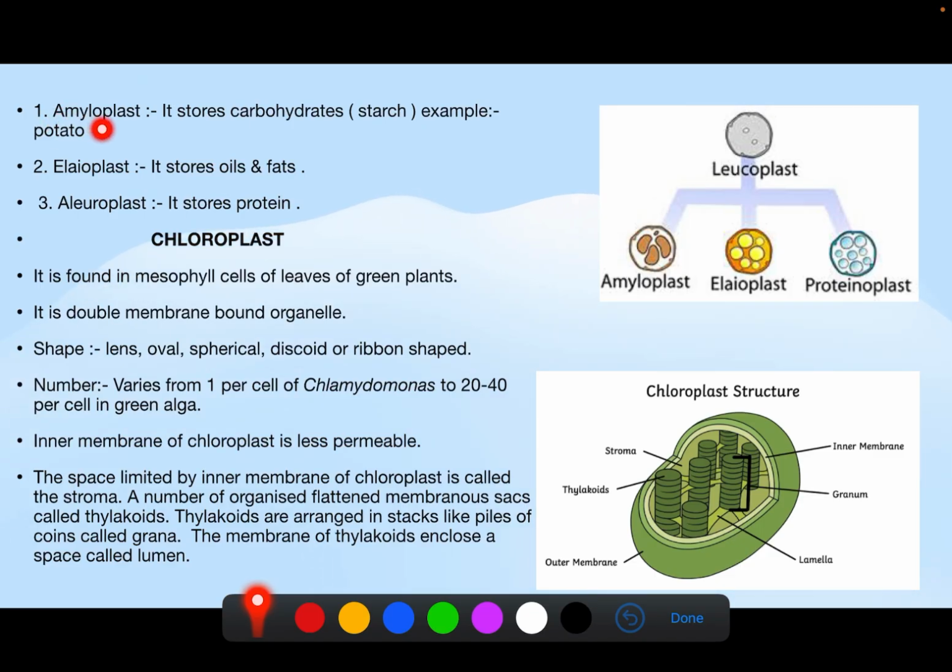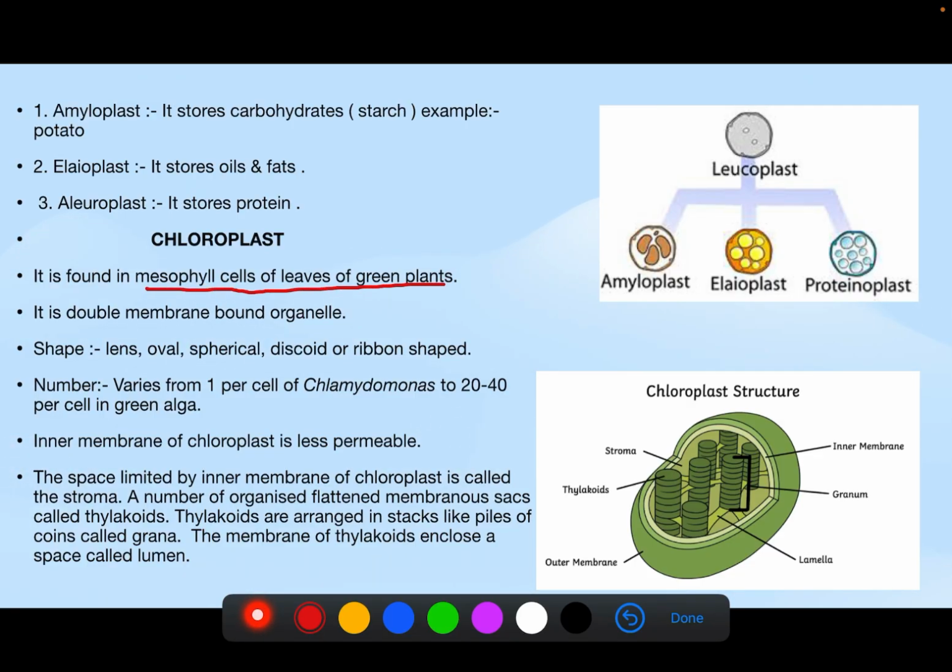The types of leucoplast we have are amyloplast, which stores carbohydrate; elaioplast, which stores oils and fat; and lastly aleuroplast, which stores protein. And now we're going to learn about chloroplast in detail.